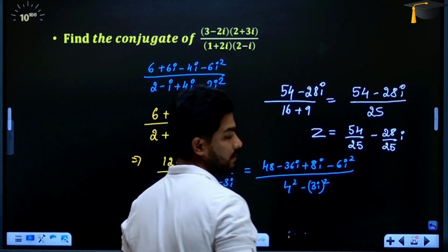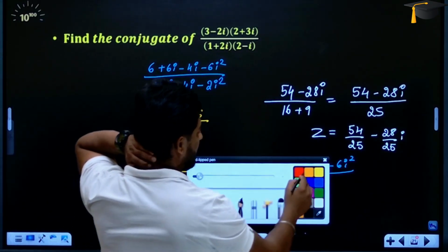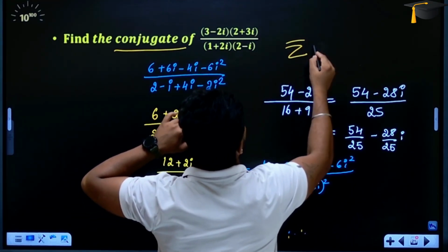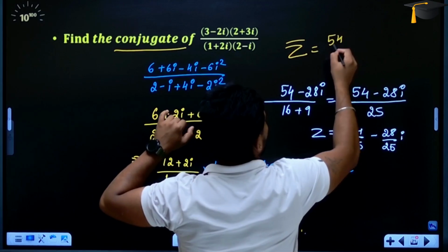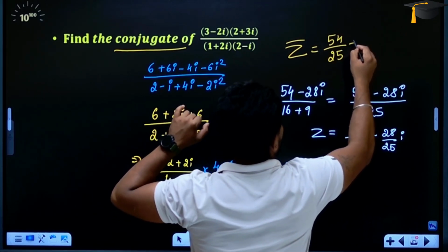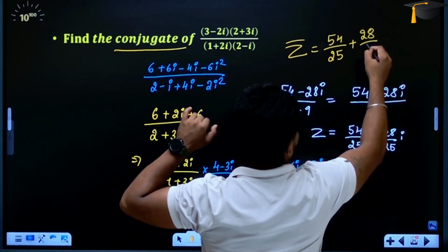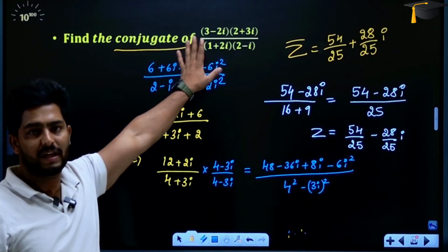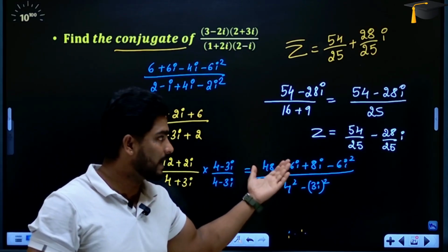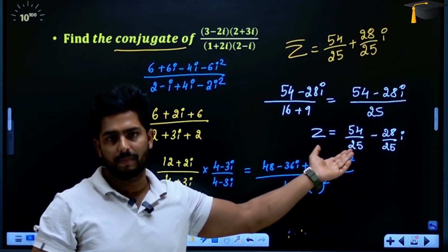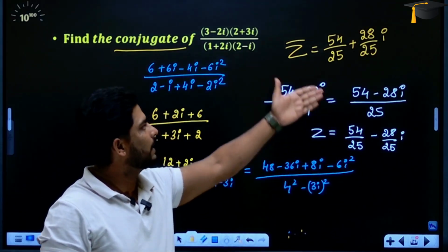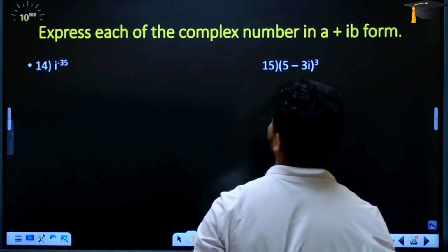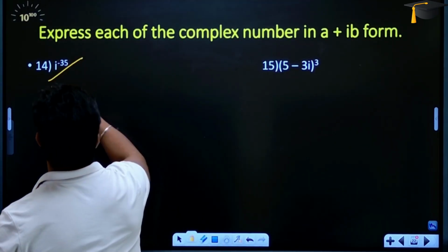This is our complex number. So z is equal to this. Now z bar for this, because they are asking us to find the conjugate, is 54 by 25 plus 28 by 25 i. This is the conjugate of this complex number. Before doing this, I found the general form of the complex number, that is a plus ib, and then I found its conjugate. That's it. Clear? Simple.